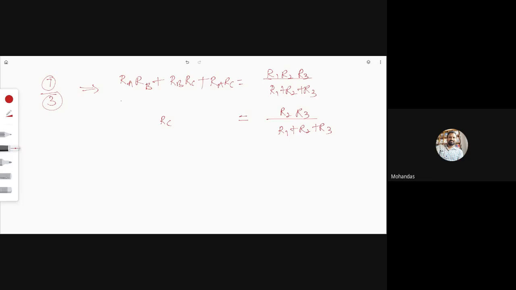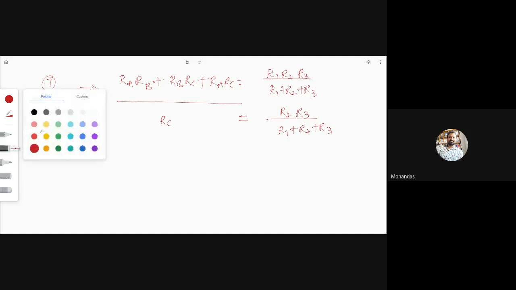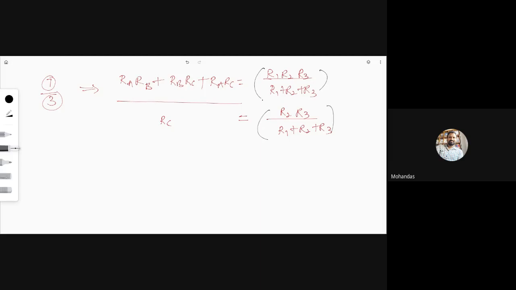Now divide these equations. So the left-hand side terms by RC, and here this term by this term. Now divide these values here, which implies RA RB by RC plus RB RC by RC plus RA RC by RC. RC and RC will get cancelled out in the second term, then we have RB. Next RA RC, here also RC cancels out, then we have RA.